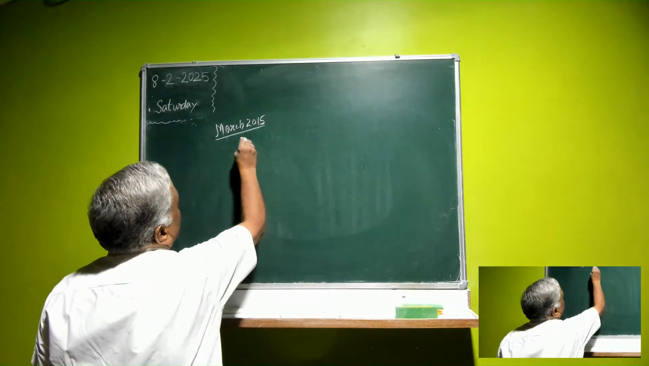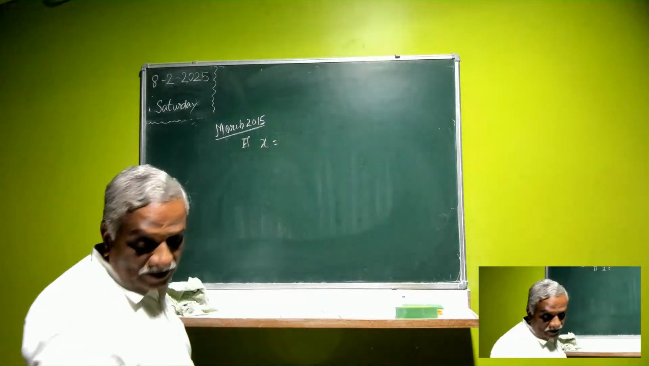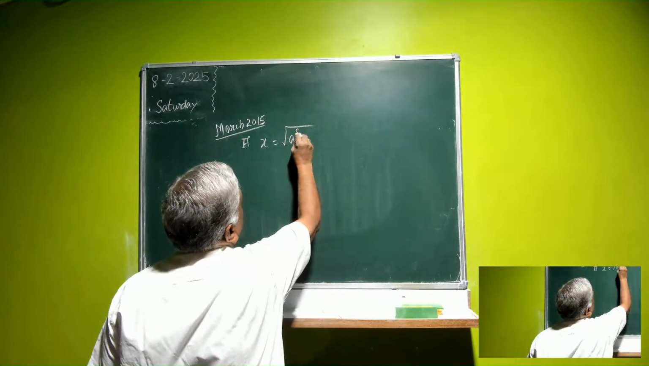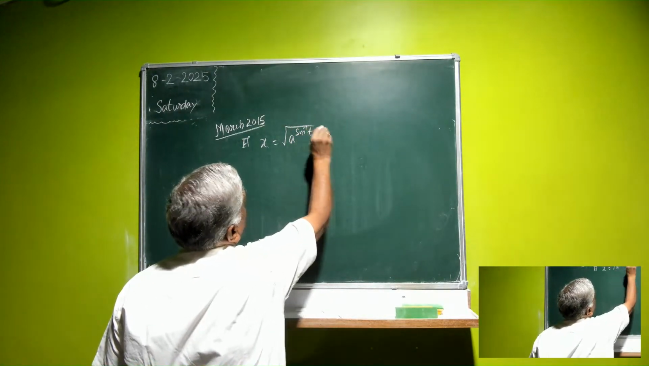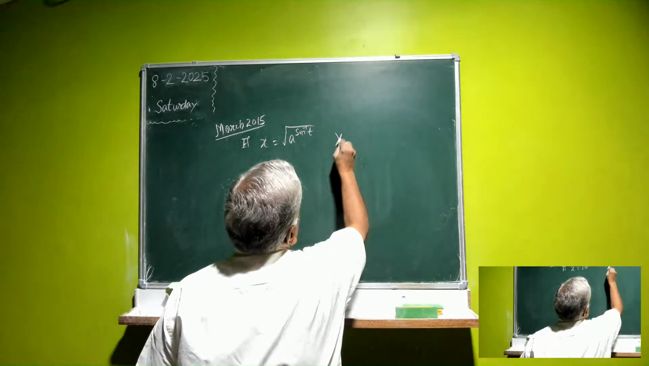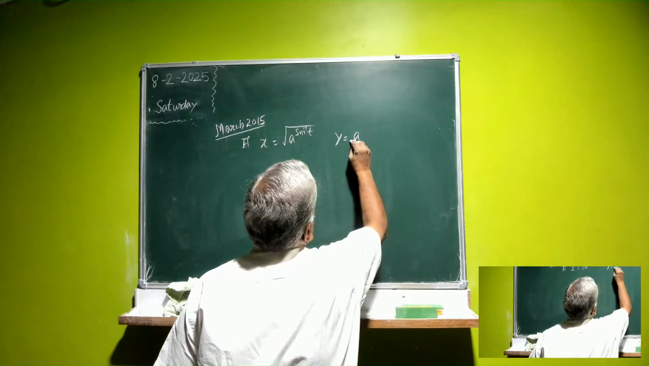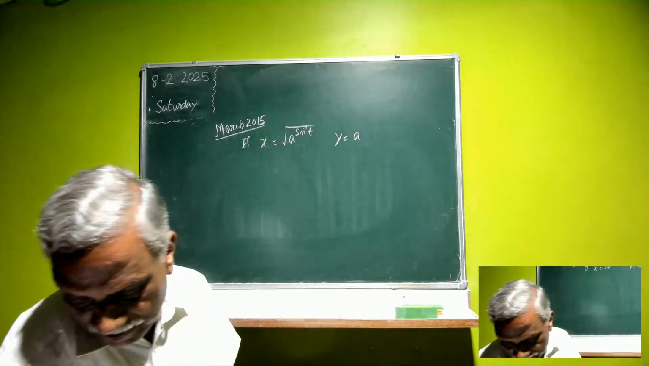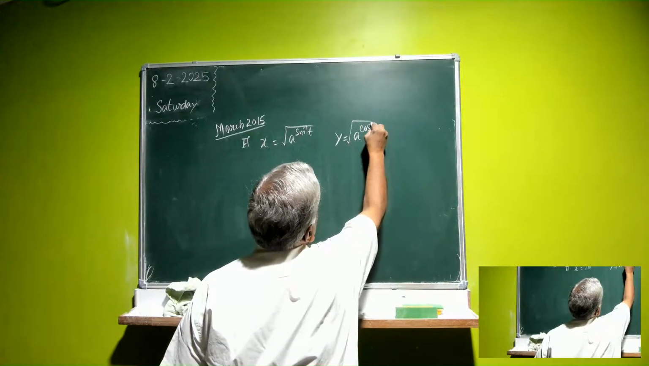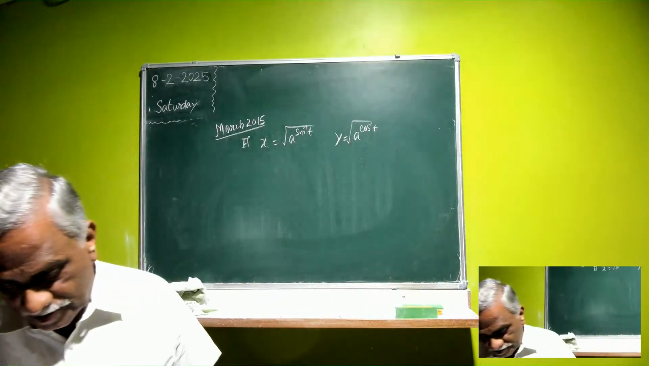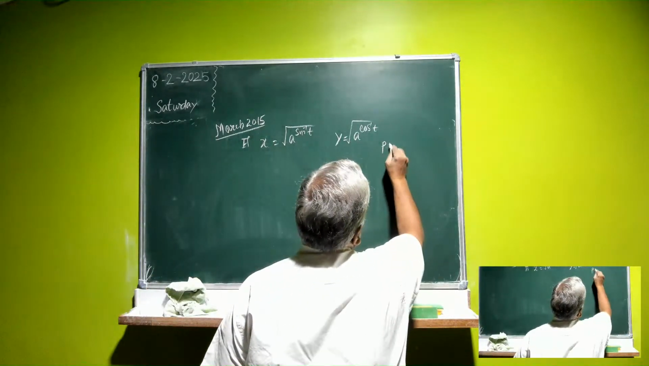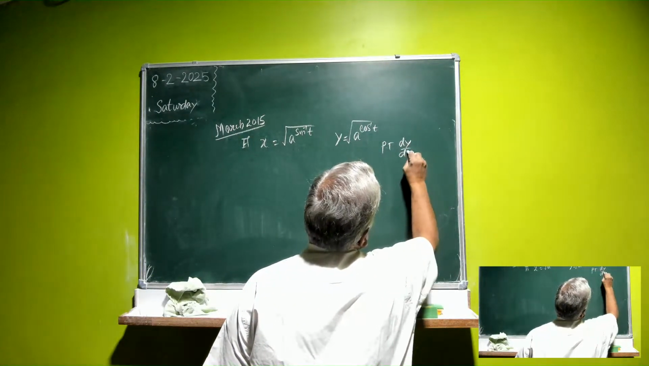If x is equal to root of, and this question can be asked because it is in the NCERT textbook, so it is not out of syllabus. Y is equal to a root of a to the power of cos inverse t. They have asked prove that also. Prove that dy by dx is equal to y.